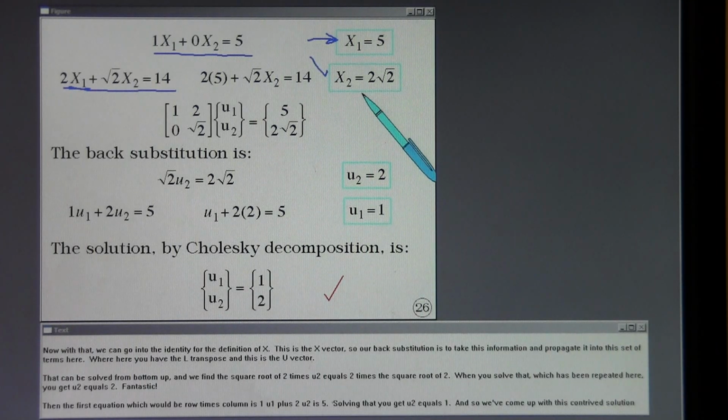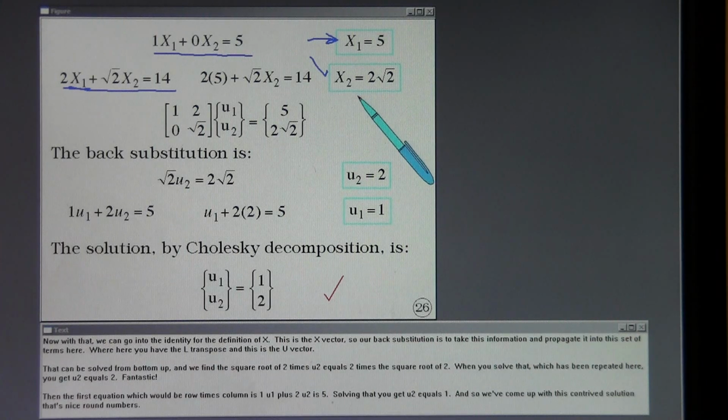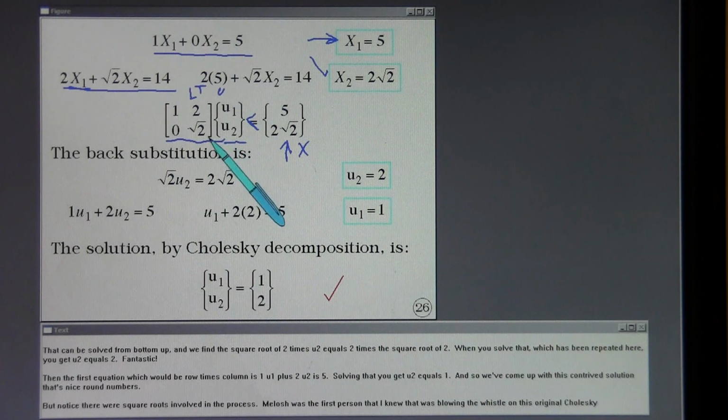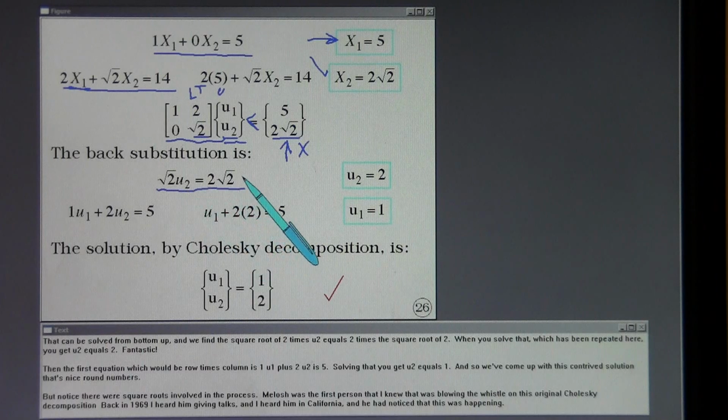Now with that we can go into the identity for the definition of x. This is the x vector. So our back substitution is to take this information and propagate it into this set of terms here, where here you have the L transpose and this is the U vector. That can be solved from bottom up, and we find the square root of 2 times U2 equals 2 times the square root of 2. When you solve that, which has been repeated here, you get U2 equals 2.